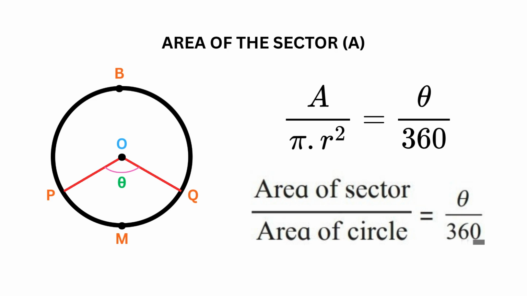The area of the sector A divided by the area of the circle is equal to the central angle theta divided by 360, the full circle angle. Direct recitation: the area of the sector divided by pi r squared equals theta divided by 360.